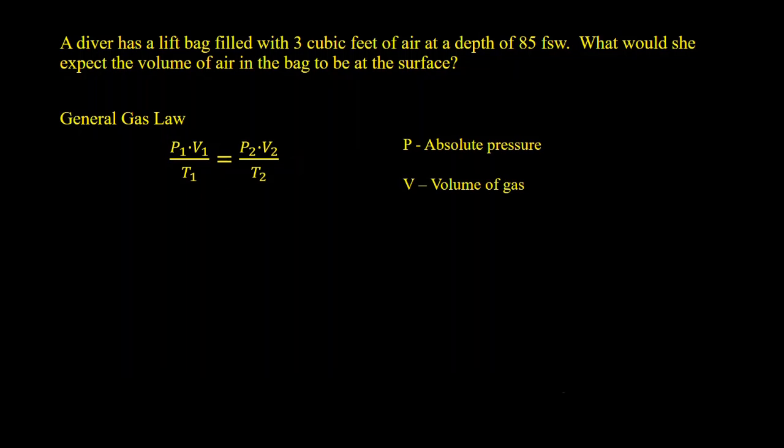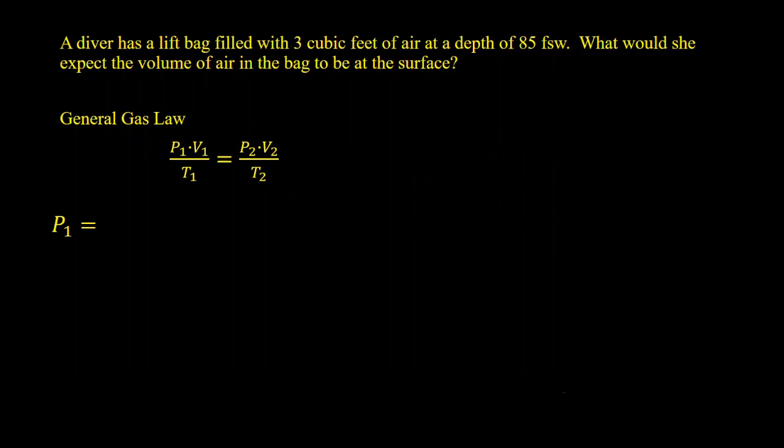However, I think it's easier to just use the general gas law and eliminate any variables we don't need, because we can assume they're the same on both sides and they cancel. Our general gas law states that pressure times volume over temperature will equal the pressure times volume over temperature. P is the absolute pressure, which is our gauge pressure plus 1 for the atmosphere at the surface. V is the volume of our gas, in this case it's air, and temperature is absolute temperature. I'll talk more about that in an example where we're using the temperature.